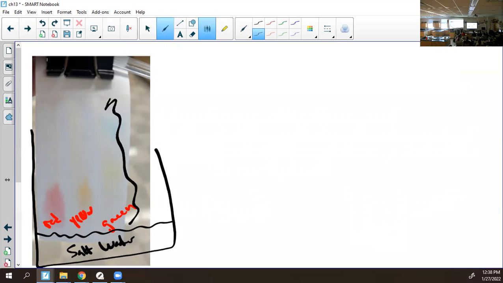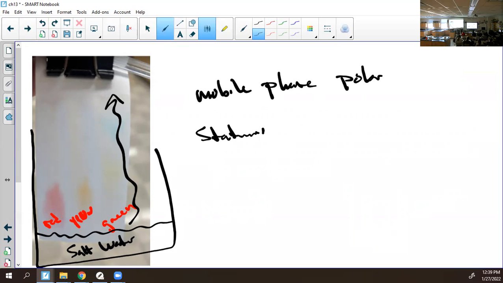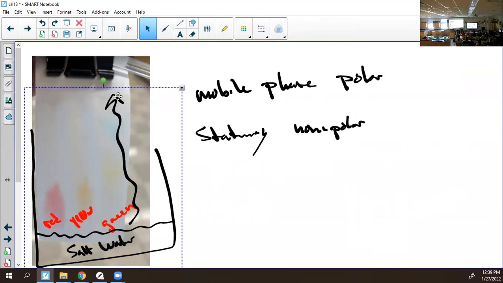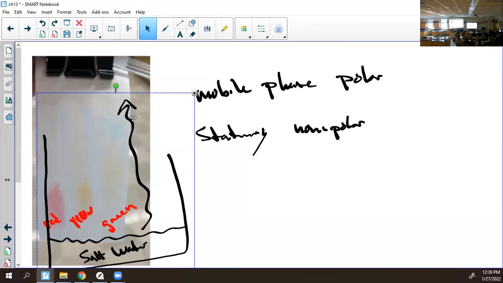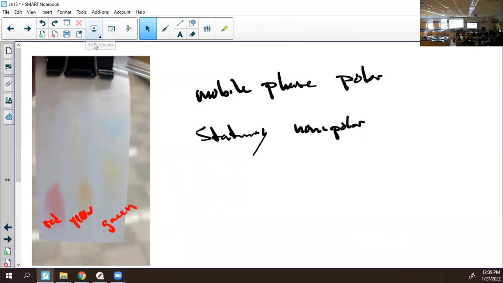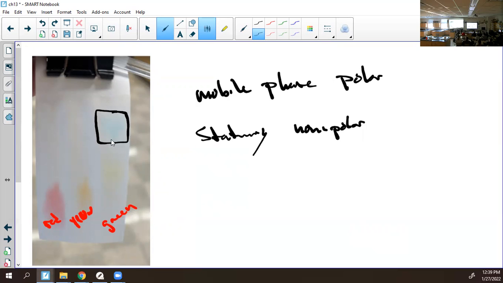The water was polar, so the mobile phase was polar. The stationary phase here was nonpolar. Now, based on that information, we could come up with some information about the blue one. I'm just going to get rid of this whole thing. This blue section right here that came from the green, what would we say about it because it traveled so high up?